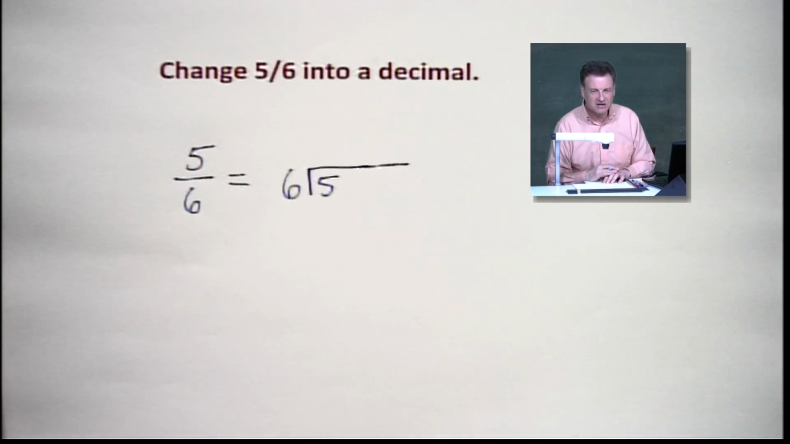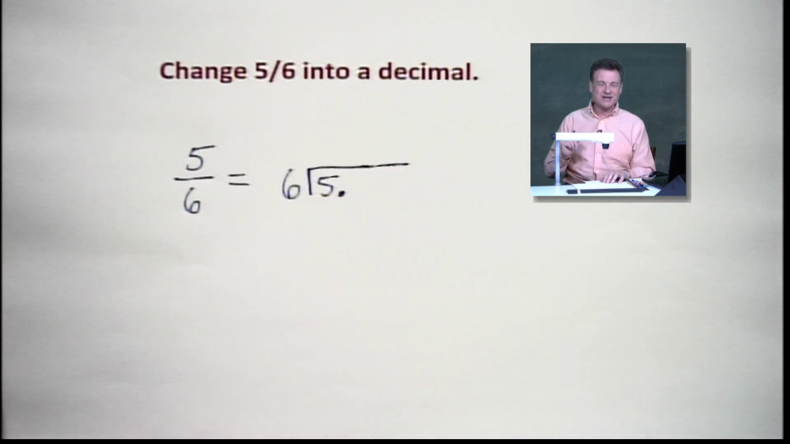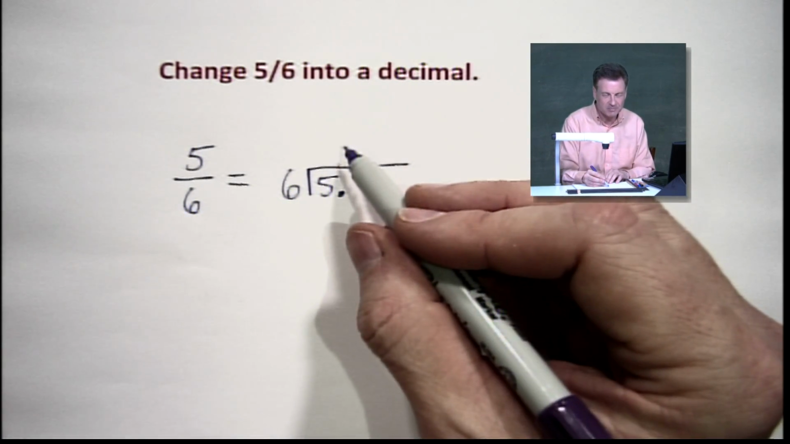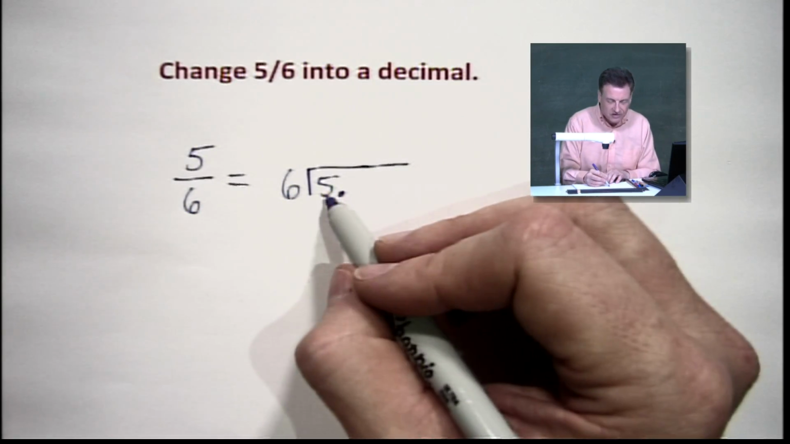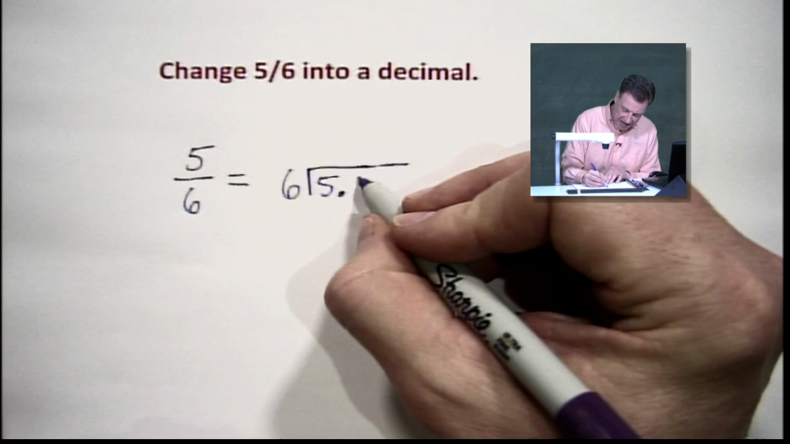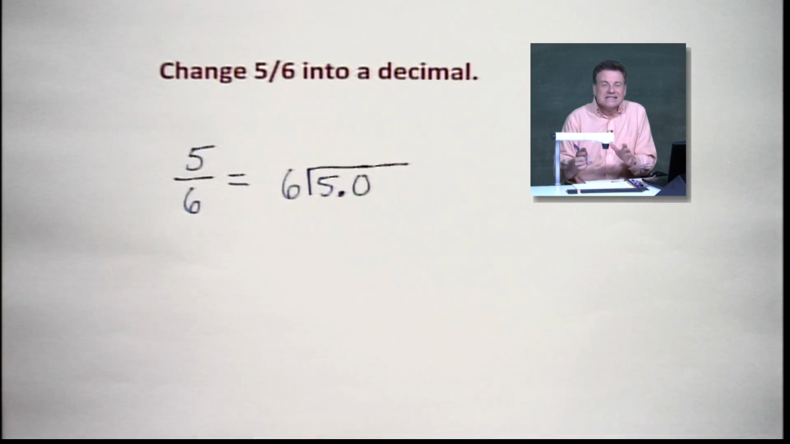I'm going to leave some space. I don't know how long this is going to go. But I'm not going to forget my decimal this time, all right? Go ahead and put that decimal right by the 5. That's a good thing to remember. Now, I know 6 won't go into 5. So you know what we have to do? We have to put that decimal and add the 0. All right? Now we're going to check out 6 going into 50.